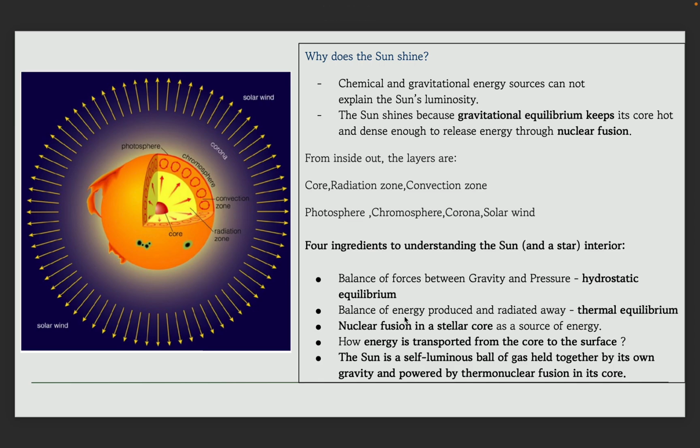So why does the sun shine? The sun shines because gravitational equilibrium keeps the core hot and dense enough, and the energy gets released due to nuclear fusion. The sun is a self-luminous ball of gas held together by its own gravity and powered by thermonuclear fusion in its core.